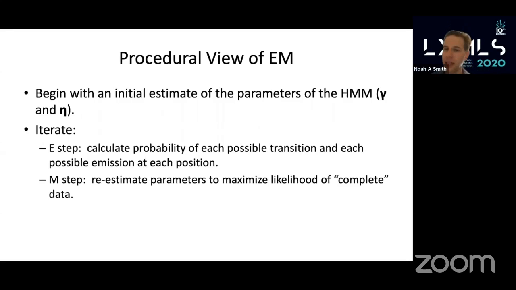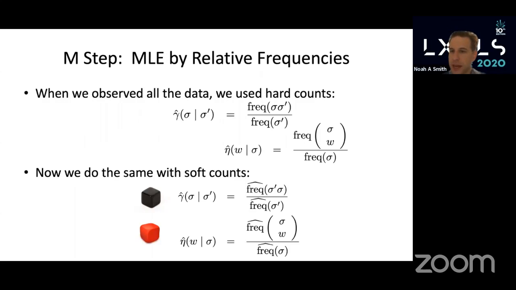Okay, so back to the high level. That was the E step. Let's talk about the M step. The M step is analogous to the supervised case where we had observed hard evidence for events at every time step. So at the top of the slide, you see the hard counts. You renormalize the frequencies of state transitions and state word emissions. Here, you do exactly the same thing.